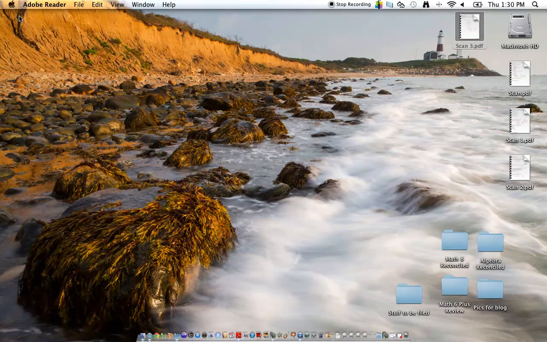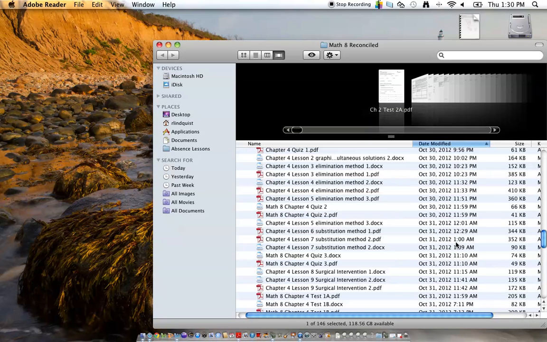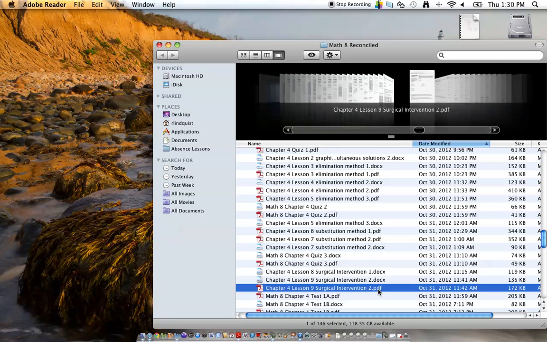Okay. Math 8, reconciled. So let's get out today's lesson sheet, and today is lesson 9. What's today's lesson number? 9, it is. But we did types of equations with this. Let's see what this looks like here.